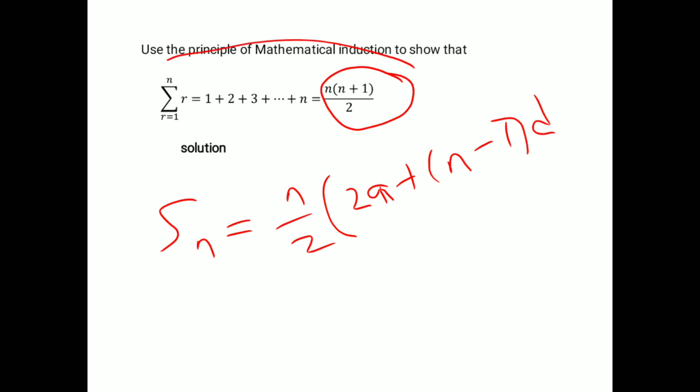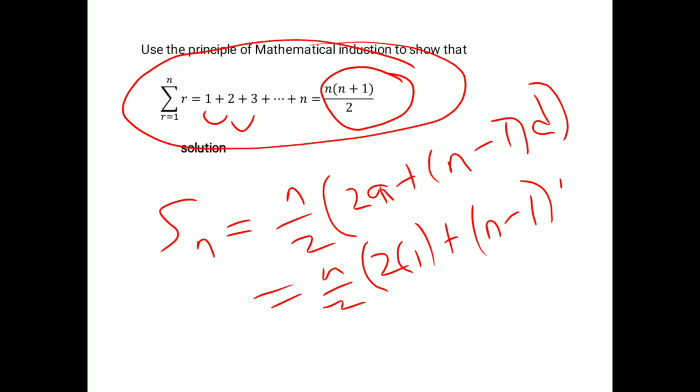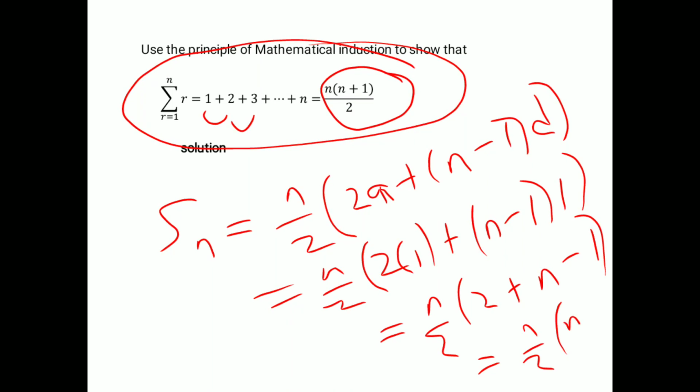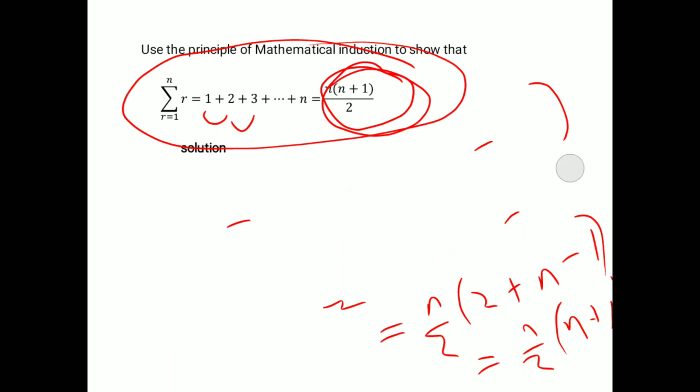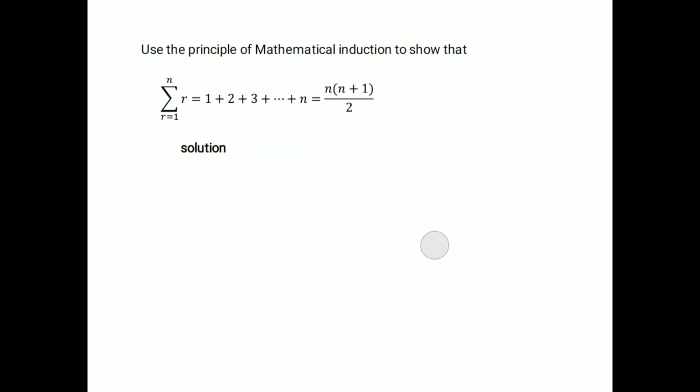If you notice, this particular series is an AP. How do I know? Because there is a common difference of 1: 2 minus 1 is 1, 3 minus 2 is 1, and so on. If I substitute into my formula for AP, I get n over 2 into 2a, which is 2 times 1, plus n minus 1 times d, and d is also 1. That gives n over 2 into 2 plus n minus 1. When you open the bracket, that gives n over 2 into n plus 1. Can you see that that's exactly what we have here? That shows that the right-hand side is exactly what the left-hand side is talking about, so the total sum is equal to n into n plus 1 all over 2.